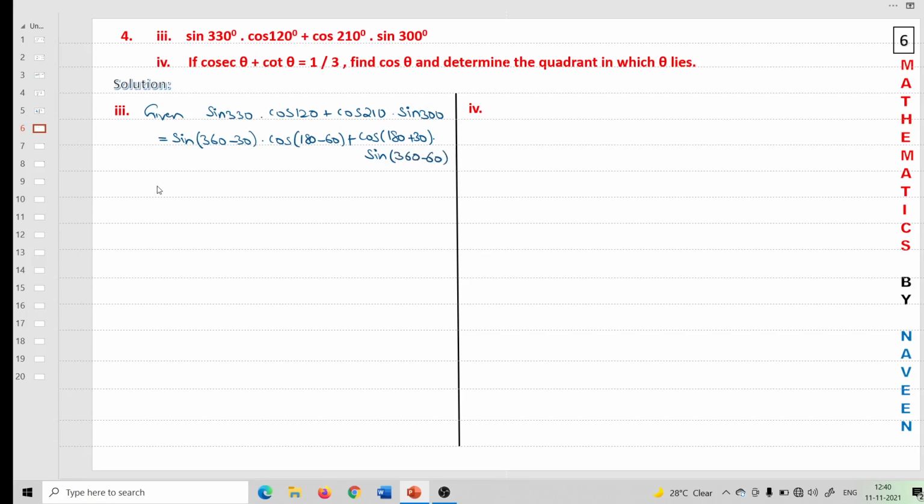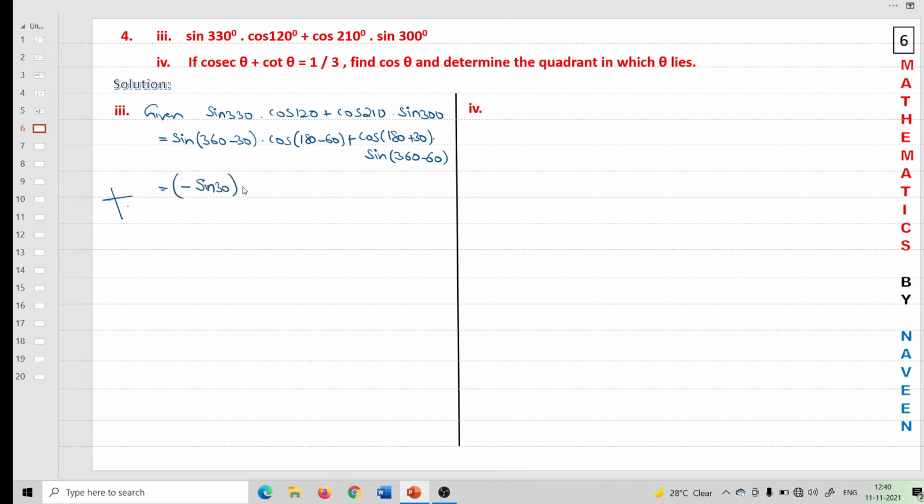Right? So that is equal to sin(360 - 30). Here 360 - 30 is in the fourth quadrant. In the fourth quadrant sin values are negative. So minus, 360 is 90 multiplied by 4, so there is no change in the trigonometric ratio: sin 30.